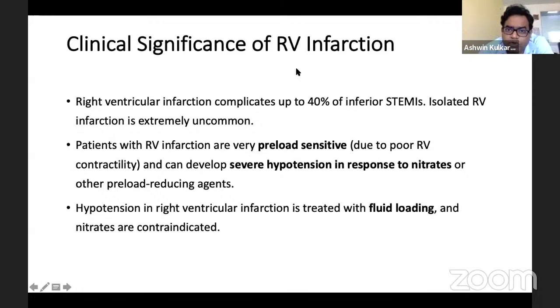So especially if you have RV infarction, please do not give nitrates or diuretics. Rather, you should give them fluids. So you have to treat them with IV fluids because there will be some amount of hypotension, but do not give nitrates. So to prevent this complication, the significance of identification of RV MI is very, very important.